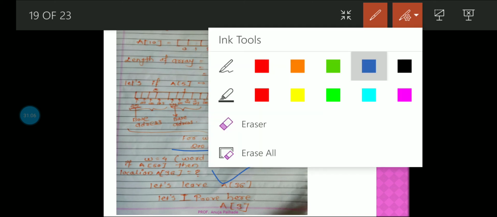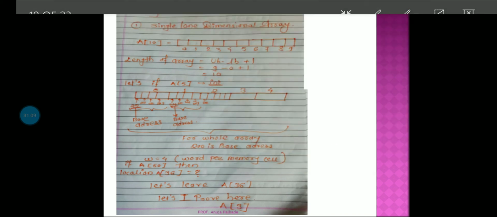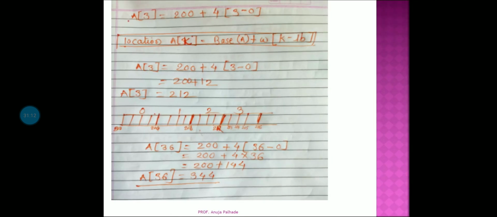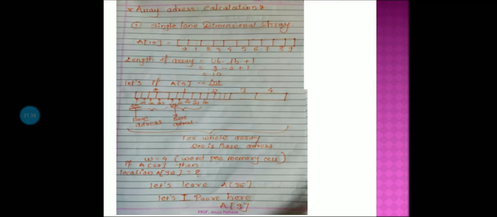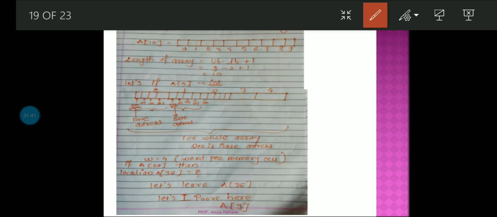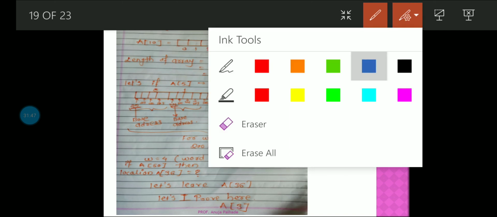Let's leave 36. Let me prove it here with A of 3 for all of you. Now for A of 3, the base address is 200, the word per size is 4, and K is what? We are finding A of 3, that's why K is 3 here, so 3 minus the lower bound index. So A of 3 is 212. Okay, 212. See here, the whole array is ending at 212.